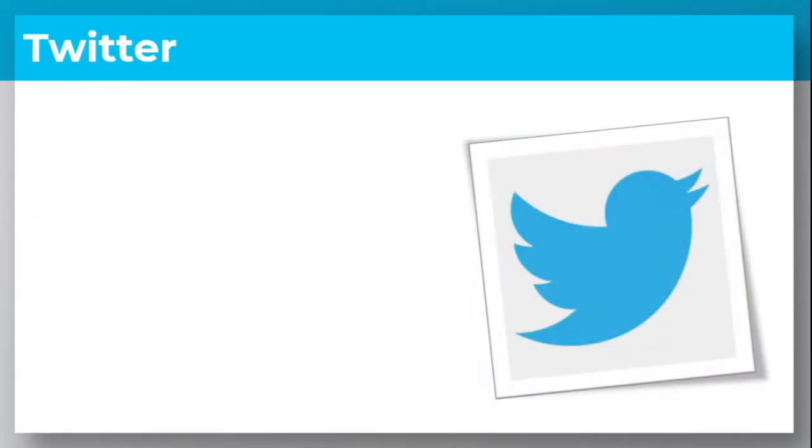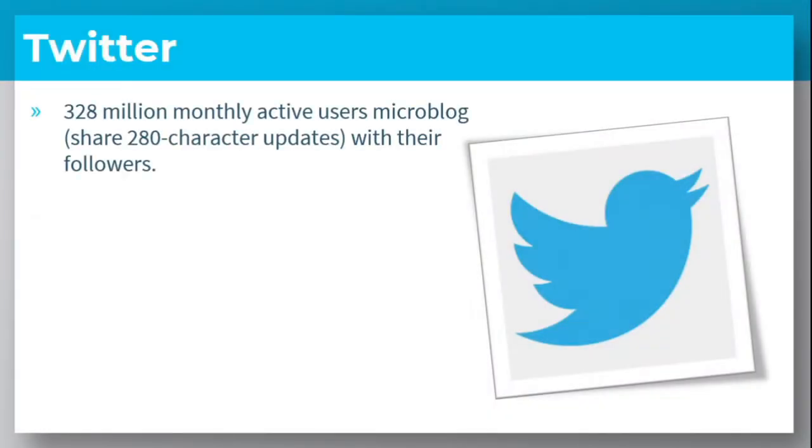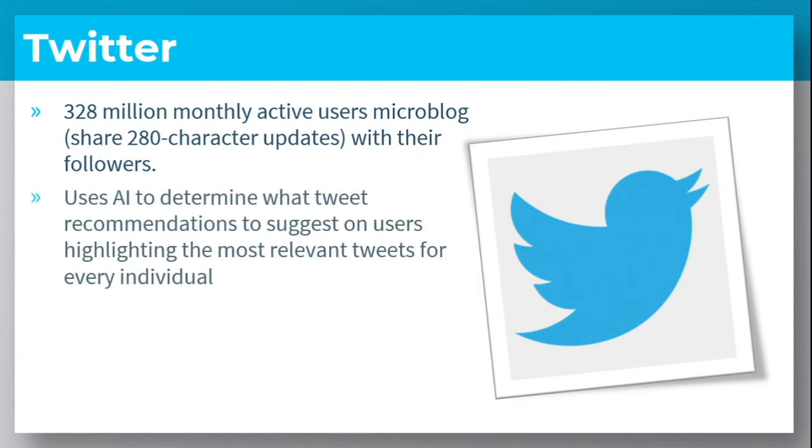And finally, we have Twitter. Twitter has 328 million monthly active users that microblog. When we talk about microblog, it's the crossbreed between texting and messaging or posting a status. Why? Because a microblog is around 280 character updates. Okay, so that's what Twitter does.